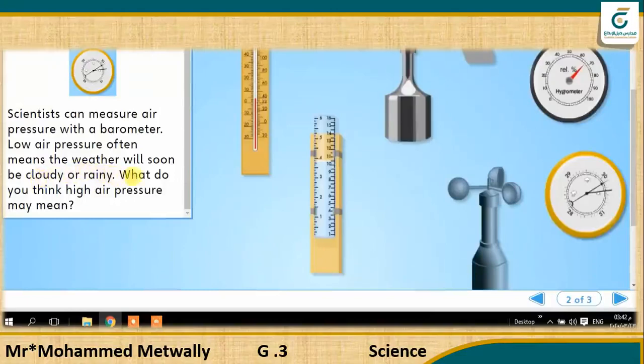So what do you think high air pressure may mean? I think it means it will be dry and clear weather.